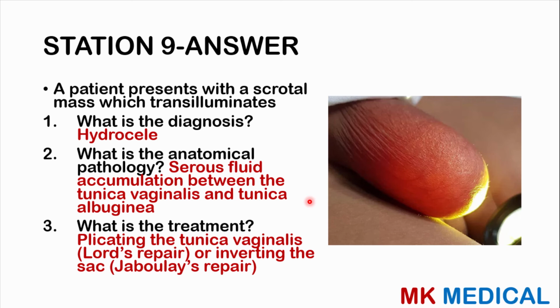In the management of the condition, definitive management is obviously surgical intervention. There are 2 procedures that could be done. The first procedure is known as the Lord's procedure, where you can actually plicate the tunica vaginalis. Then the second procedure is the Jaboulay repair, which entails inverting the sac.